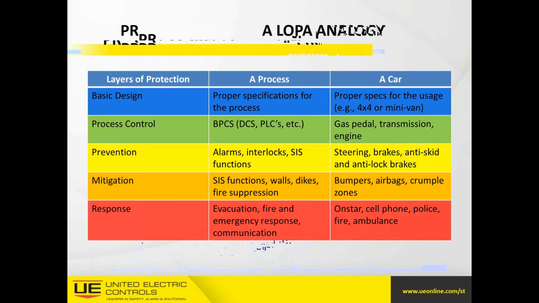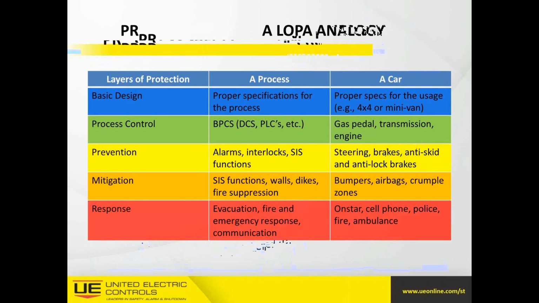So that fits in with our world of SIS, if you would: alarms, interlocks, SIS functions. But going to the mitigation piece, and this is something my wife always tells me. I say, slow down, you're going too fast. And she goes, don't worry, I have bumpers and airbags. Well, that is our mitigation point in a car.